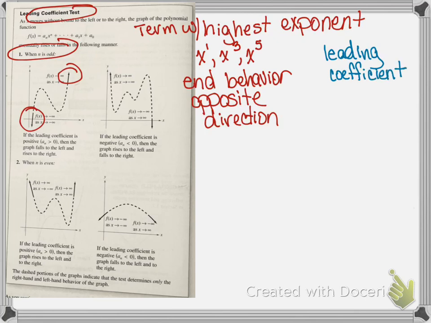The leading coefficient is the number in front of the variable with the highest exponent. It has to be the term with the highest exponent. So, when I have a positive leading coefficient, my graph starts in the bottom left and it goes up to the top right.